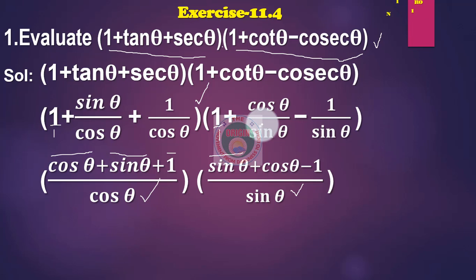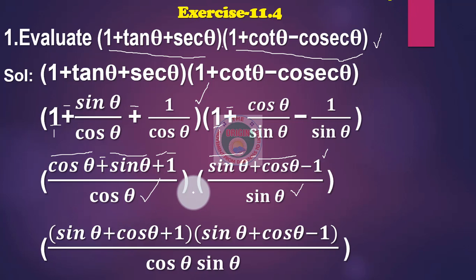Coming to the second term, sin theta by sin theta is 1, 1 into cos theta is cos theta. Again, sin theta by sin theta is 1, 1 into 1 is 1. If you observe here, the signs are the same as before: plus, plus, and minus, minus. Coming to the next step.